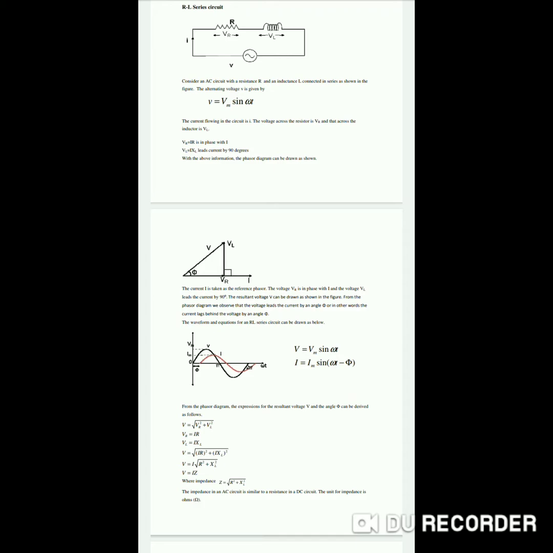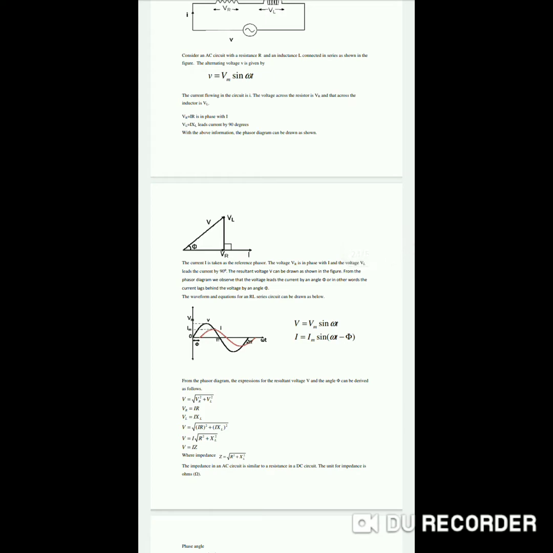This input is similar to the last videos. For pure resistance, pure inductance and pure capacitance, this input remains the same. Here also, for the RL series circuit, the input remains the same, that is V = Vm sin omega t. The current flowing in the circuit is I. The voltage across the resistance is VR and across the inductance is VL. So VR = IR, which is in phase.